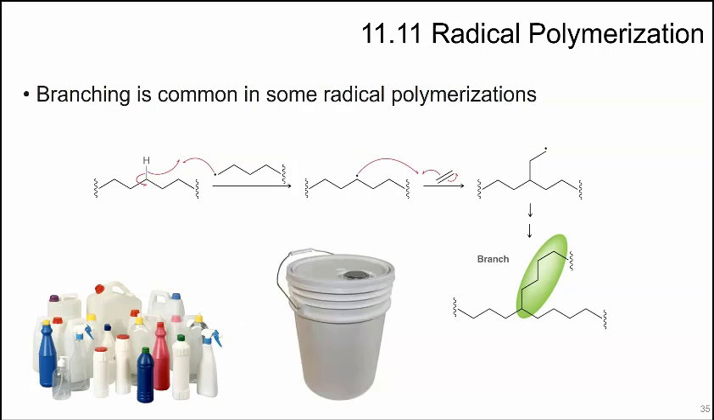We can also get branching. In this case, this radical is going to branch off of there when the ethylene adds, and you get this branch. Branching makes polymer materials more flexible, just like a polyethylene squeeze bottle. Something like this 5-gallon bucket would have minimal branching. So the structure is very rigid. The caps of the bottles would be less branched, and the bottle squeezing part is more branched.